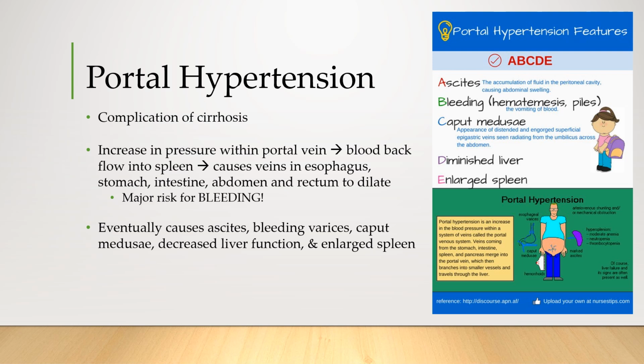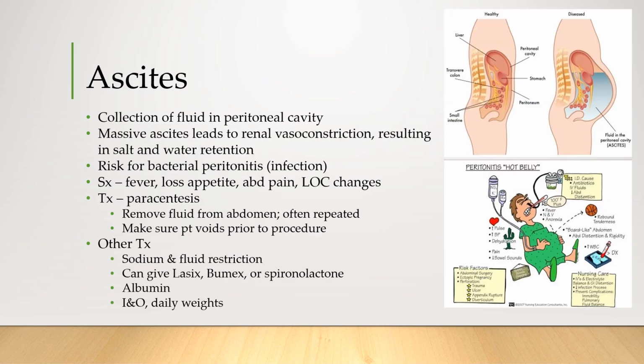This can cause greater ascites. This can cause the esophageal varices, and it can mess with more liver function, and it can mess with the spleen and enlarge the spleen, making the spleen not work correctly. So we talked a little about the ascites.